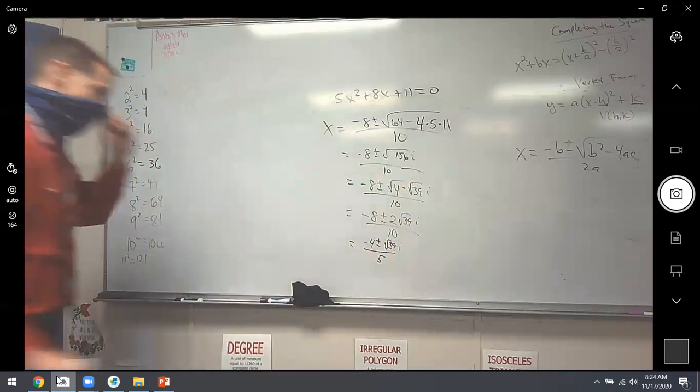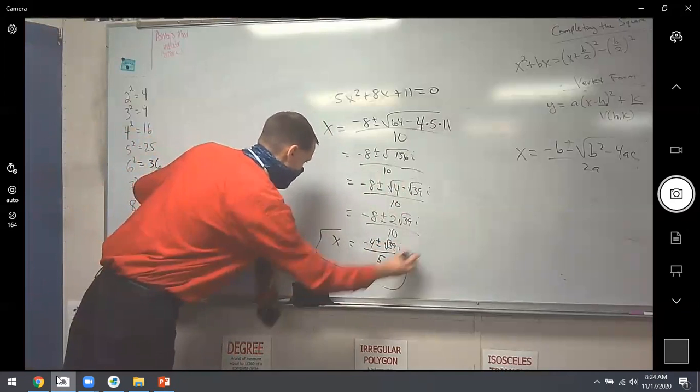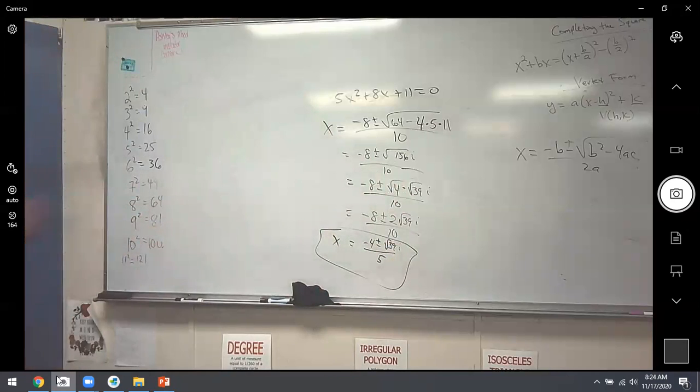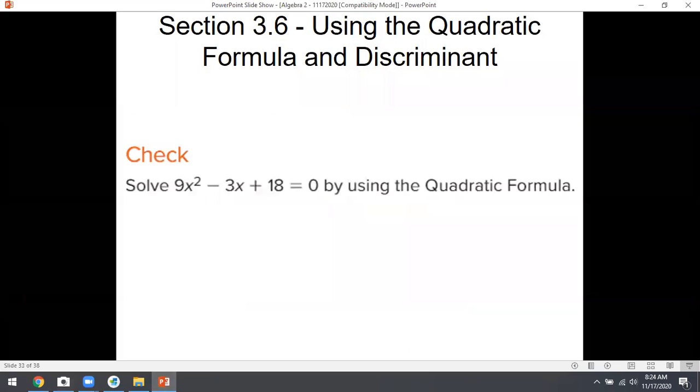x is negative 4 over 5 plus or minus the square root of 39 i over 5. And if you look at square root of 39, too, you might ask yourself, can I do better? No, none of these numbers go into 39, do they? So we tried, but we cleaned it up, and that's all there is to it. So it's a very tedious process, but it's very straightforward, too.